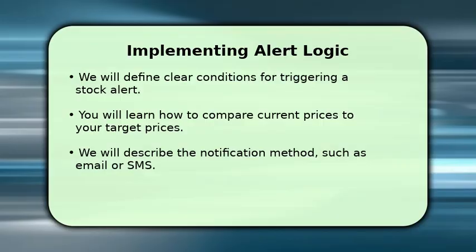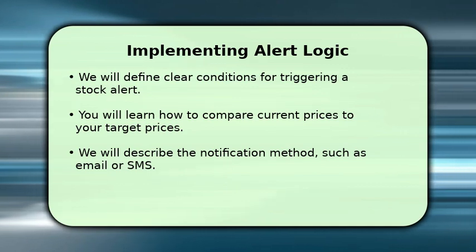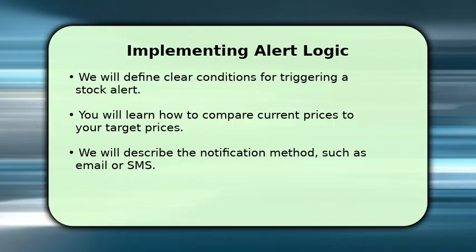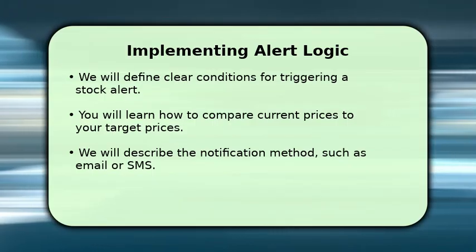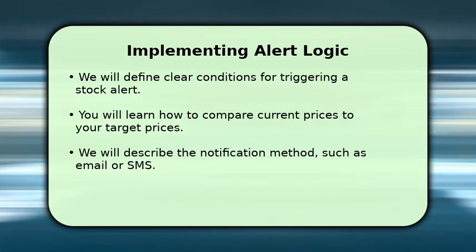Now, let's implement the alert logic. This is where your notifier becomes truly useful. We'll define the specific conditions that will trigger an alert, perhaps when a stock price crosses a certain threshold, like dropping below $100 or rising above $200. You'll learn how to compare the current stock prices fetched from the API with your predefined target prices. Finally, we'll describe how to send notifications, whether through email, SMS, or another preferred method, keeping you informed.